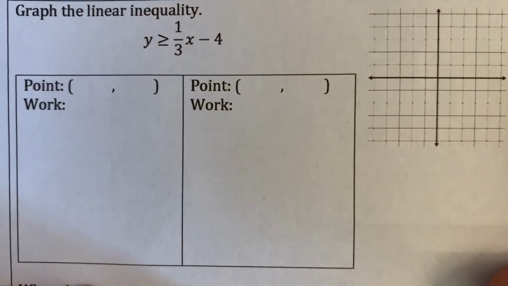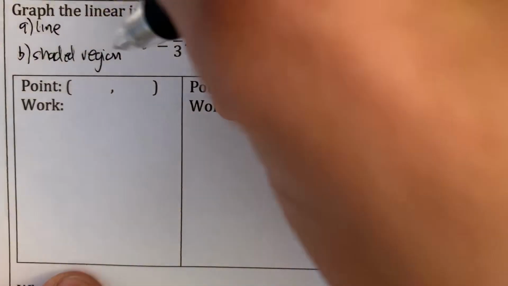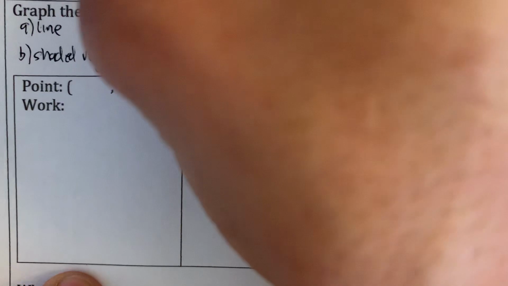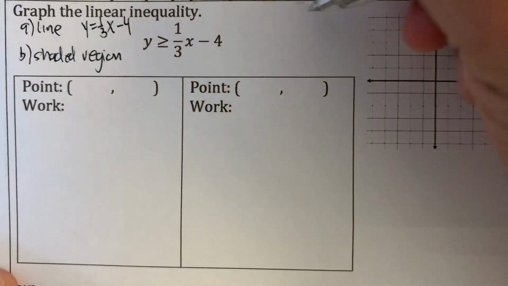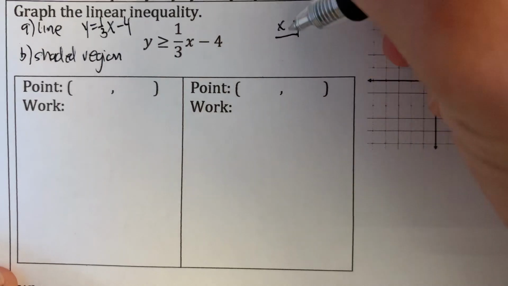We want to graph this linear inequality. Whenever you have a linear inequality, you need two things. We need a line and we need a shaded region. In order to graph that line, as we recall, we just change this to an equal sign first. y equals 1 over 3x minus 4. In order to graph that line, we do this as normal. You guys have done this many times before.